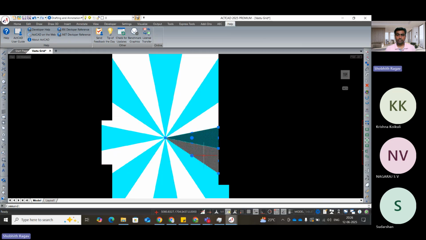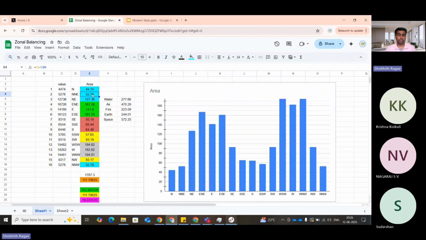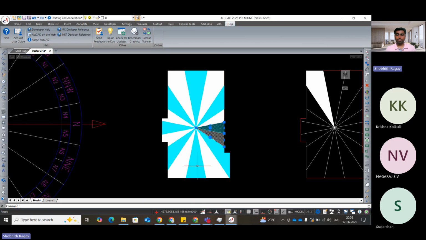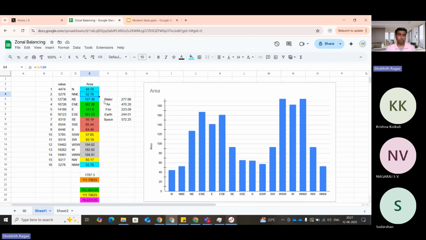So then next you can capture north, northeast. So go in a cyclic way so that it is easy. So one by one, you can map this and capture all the values. So once you capture the values, you can plot it on a bar chart. So these are the zonal strength of each of the zones.